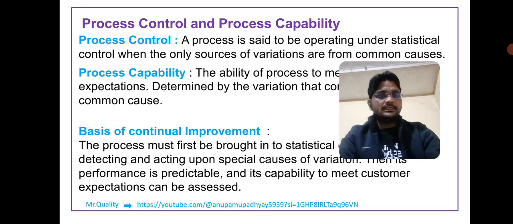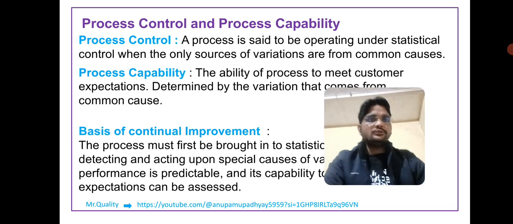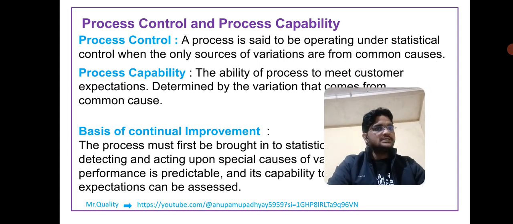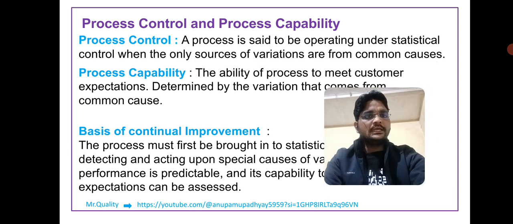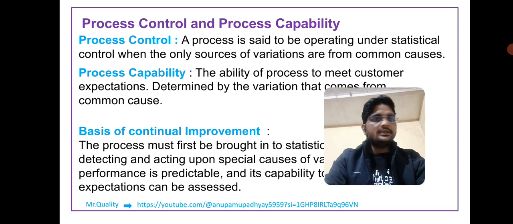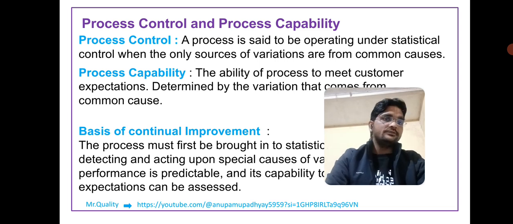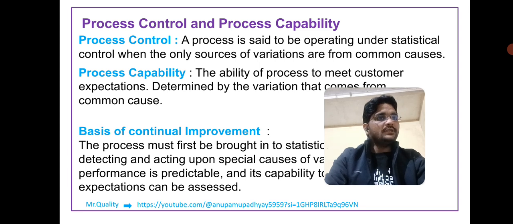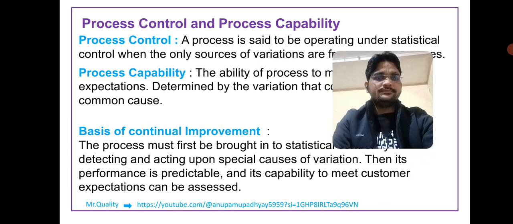Process capability: the ability of a process to meet customer expectations, determined by the variation that comes from common causes. It is the ability of the process to meet customer expectations, and the variation comes from common causes only.